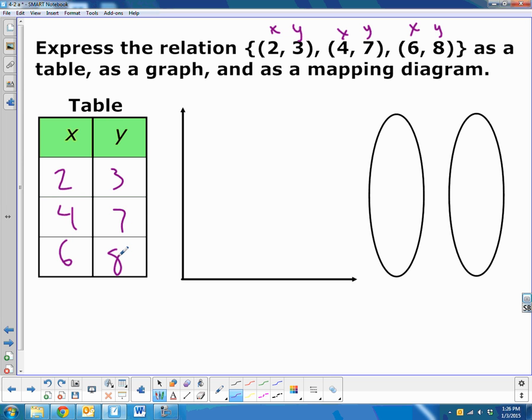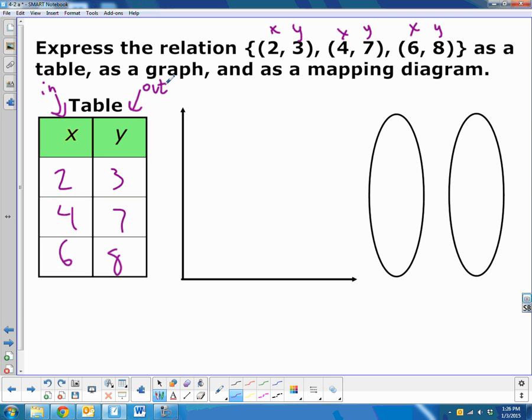Oh, wasn't so bad. And again, the table is just telling us input, what's going in, and output, what is coming out. So 2 goes in, 3 comes out, 4 goes in, 7 comes out, 6 goes in, 8 goes out. And that's all we know. We have no idea what this is talking about, if it's talking about people or pizzas or electrons or I don't know. It's X's and Y's. That's all we know at this point. It's some kind of a relationship.